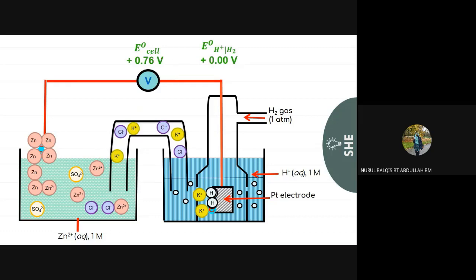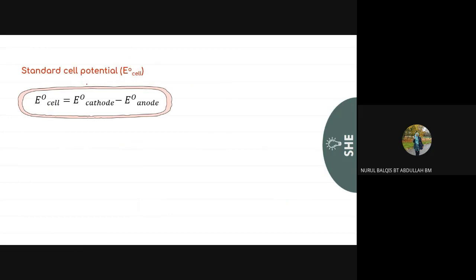This is not the electrode potential of zinc. Because we want to find the zinc punya electrode potential. So we know this is the bacaan on the voltmeter. We know already hydrogen SHE got 0.00 volt. Then we want to find this E naught of Zn2+ against Zn. So how do we find this electrode potential? We're going to rely on this formula of E naught cell equal to E naught cathode minus E naught anode.